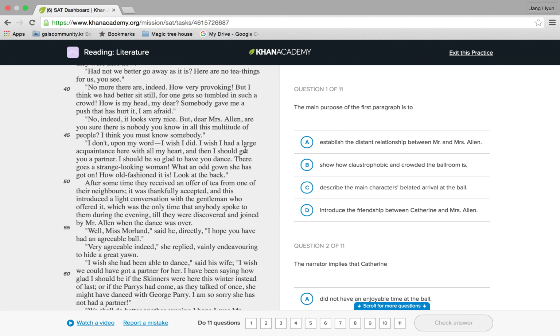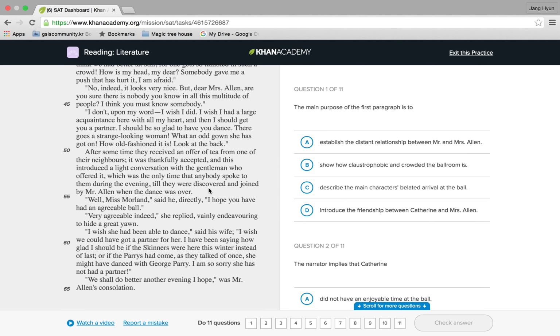So, after some time, they received an offer of tea from one of their neighbors. Oh, it was thankfully accepted, and this introduced a light conversation with the gentleman who offered it, which was the only time that anybody spoke to them during the evening, till they were discovered and joined by Mr. Allen when the dance was over. Well, Miss Morland, said he directly, I hope you have had an agreeable ball.